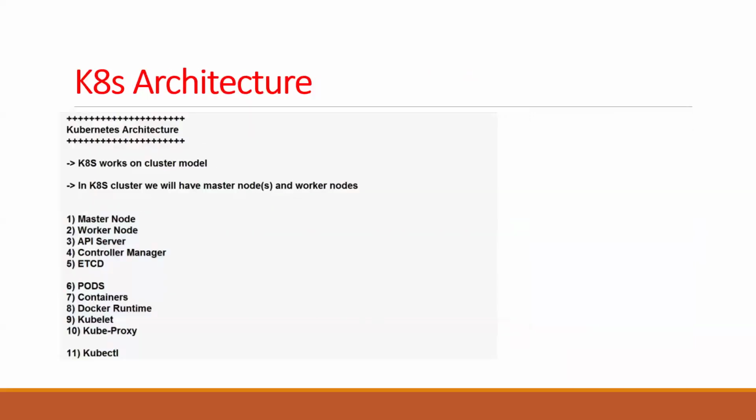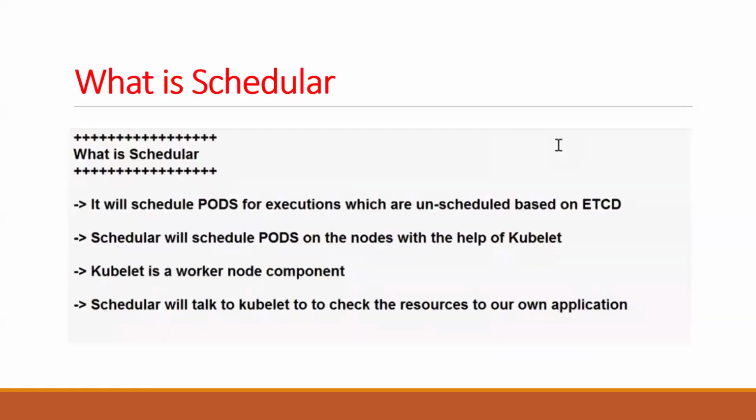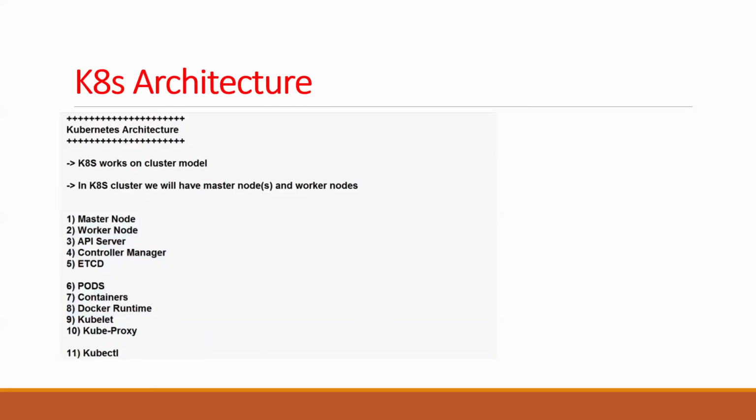The Kubernetes cluster has a master node and worker nodes. What are the components in the master node? API server, controller manager, etcd, and scheduler. On the worker node: pods, containers, Docker runtime, kubelet, kube-proxy, kubectl. Right. So what is a scheduler?